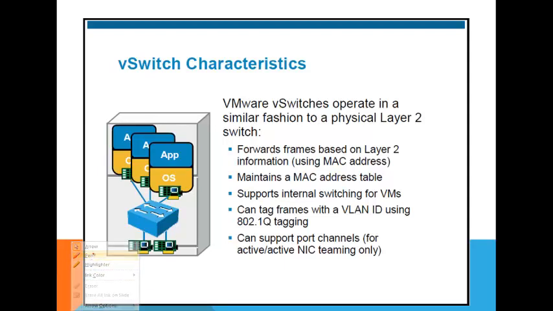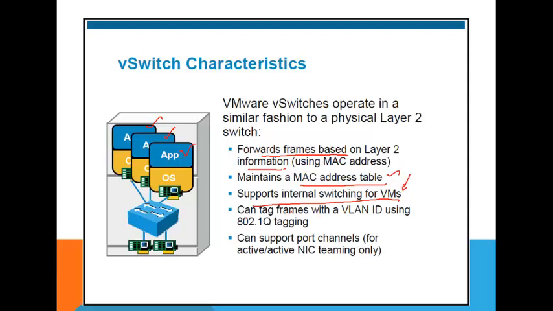So this is again another important foundational page where, like a normal switch, vSwitches also learn MAC addresses and forward frames based on layer 2 information called the MAC address. And they also maintain a MAC table. So it supports internal switching for VMs. For each VM, there is a separate MAC address and they are managed and saved in the MAC table, but not for MAC addresses coming from outside.